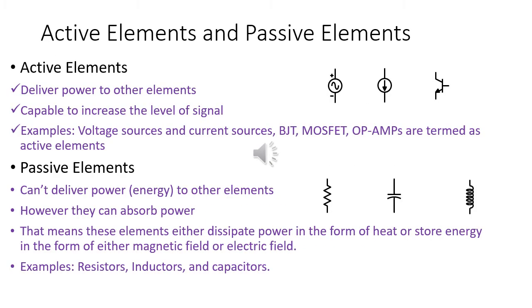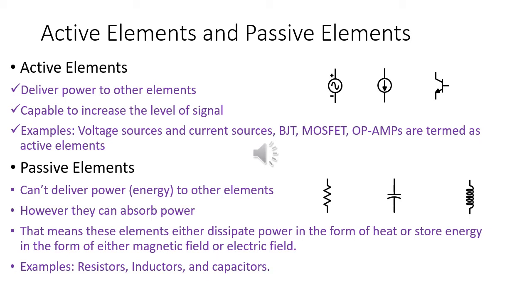Let us see the difference between active elements and passive elements. Active elements are circuit elements which could deliver power to other elements in the circuit, or are able to increase or decrease the level of a power signal. In that way, you can say a voltage source is an active element because it is able to deliver some power to the circuit element connected to it. Similarly, a current source is also an active element that can pump some current, that can deliver some power to the device or resistor or capacitor connected to it.